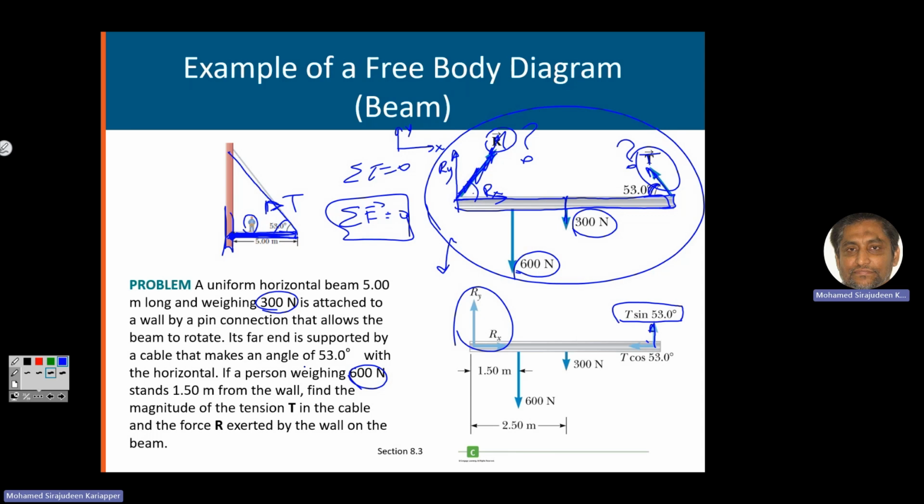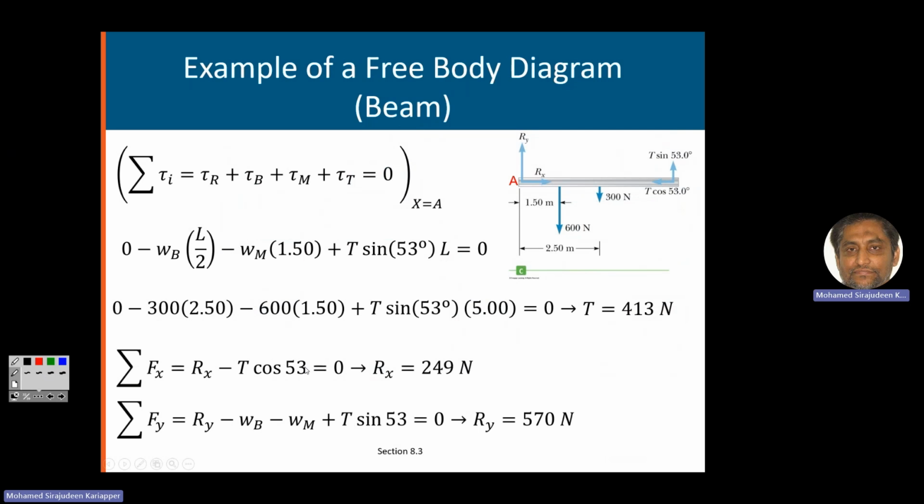Now we know the angle. Here we don't know. So we just leave it as Ry and Rx. But here, since I know this angle, I can say the y component of the tension is T sine 53, and the x component of the tension is T cosine 53, directed to the left. So that will help us greatly when I start solving the question. So let me go to the next slide.